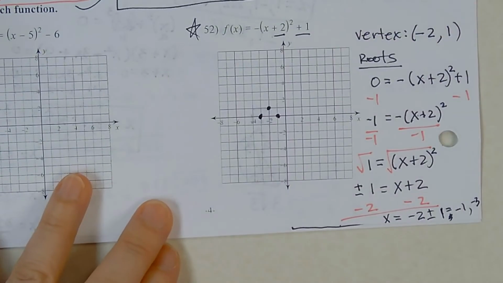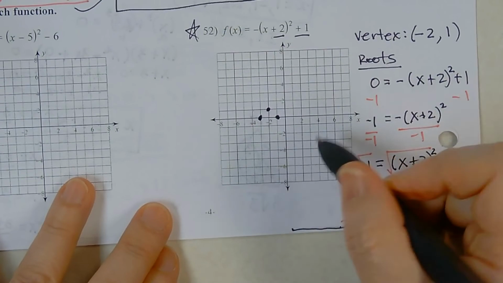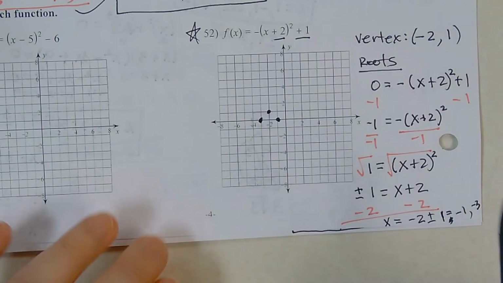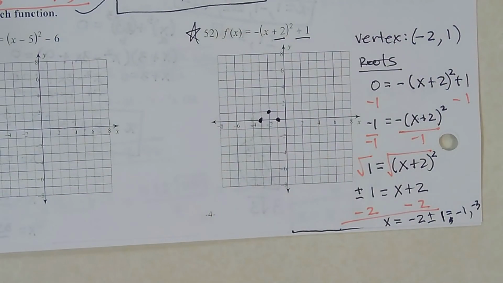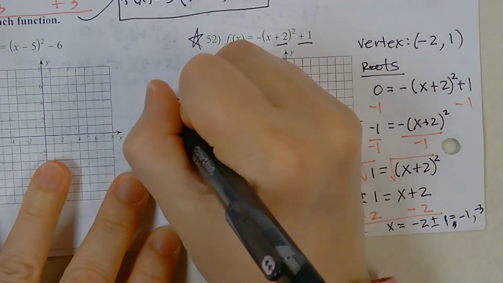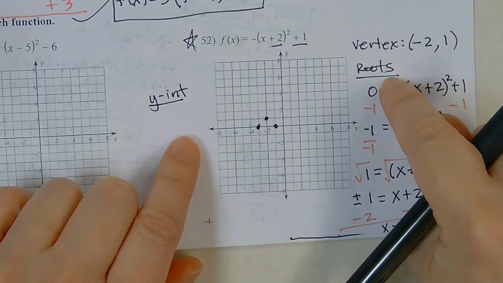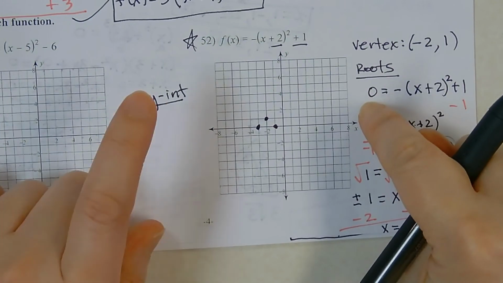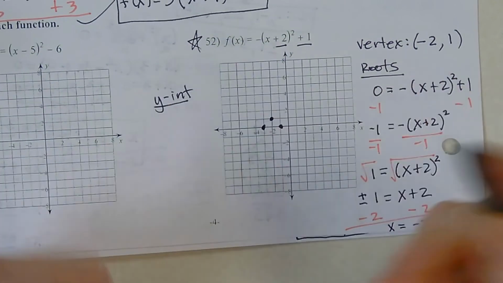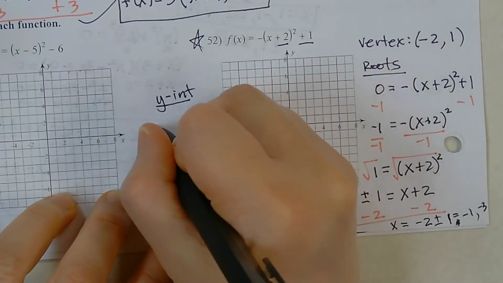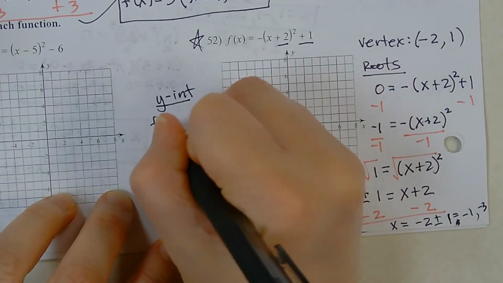That's our roots. Our y-intercept is down here. Remember, our plus 1 is not the y-intercept. How do we get the y-intercept? Remember, that's when x is equal to 0. So to find the x-intercepts, the y has to be 0. To find the y-intercepts, x has to be 0. Right? It's the opposite one. So we're just going to plug that in. So we're going to plug in f of 0.